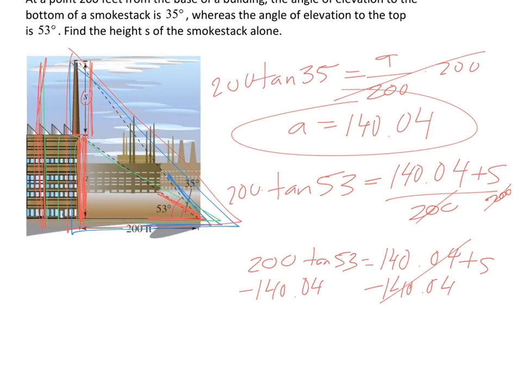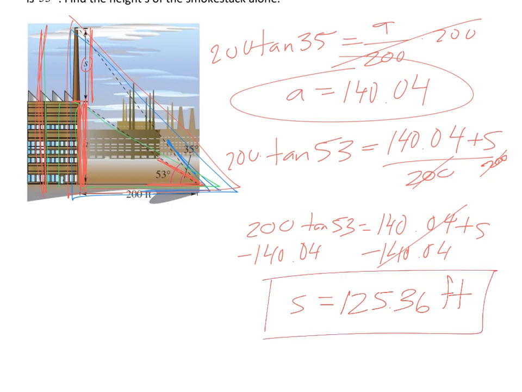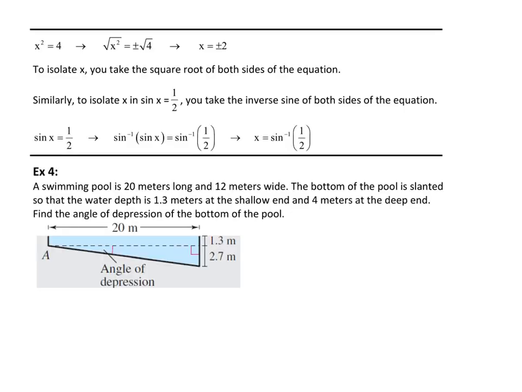And I get S is equal to, if I work it all out, 125.36 feet. All right, so that's all there is to it. Just notice that you have two triangles here. Once you find one variable, it's pretty easy to find the leftover one, which is what you're looking for.